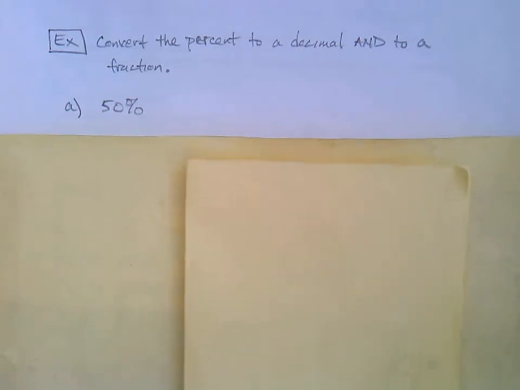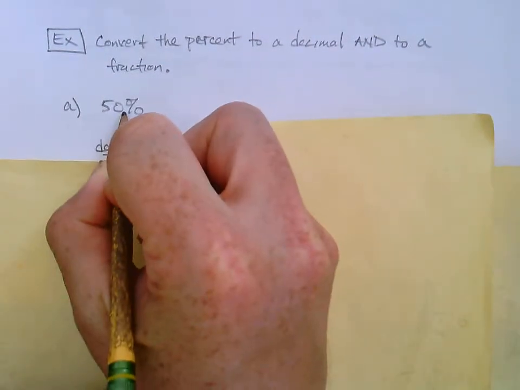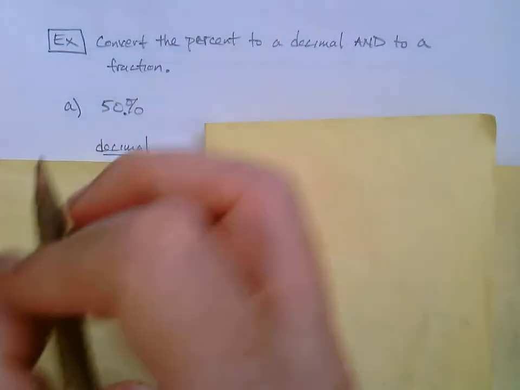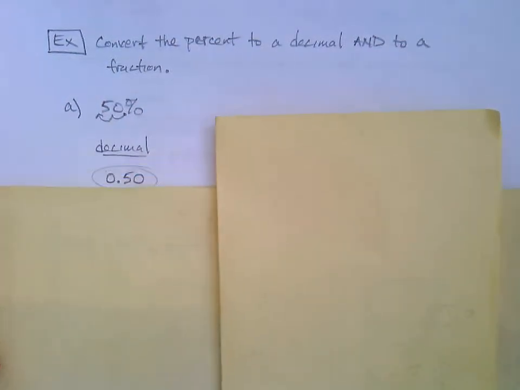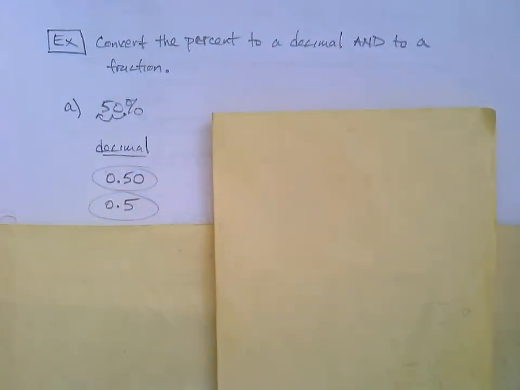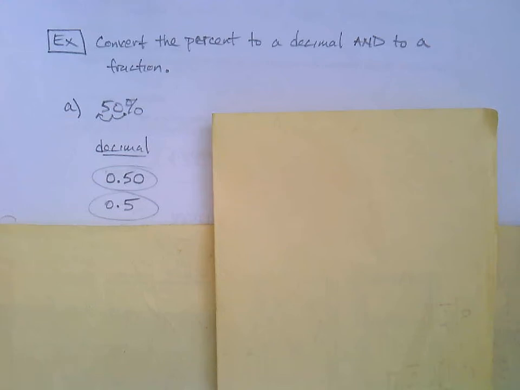So let me get my piece of paper here, so we don't reveal too much. Okay, so converting it to a decimal, well, you just do the opposite. So right now, think of the decimal place as right there, and we're going to move it back 2 positions. So the decimal version is 0.50, or you might just think of it as 0.5. We don't need that 0 on the end. Either way, perfectly fine.